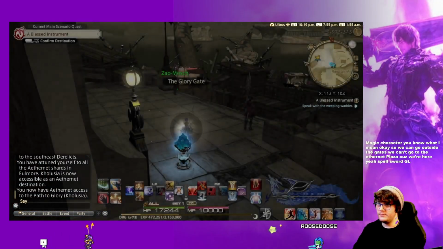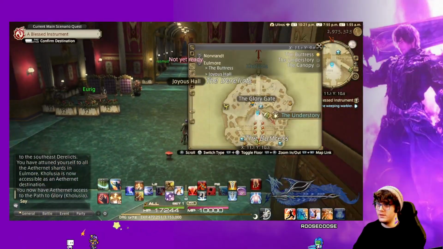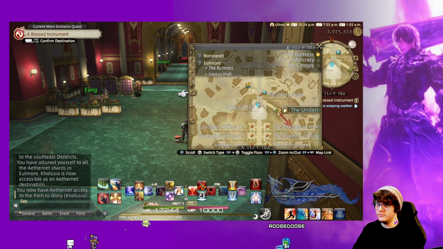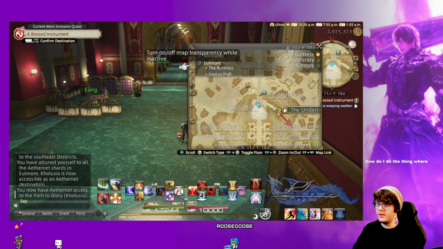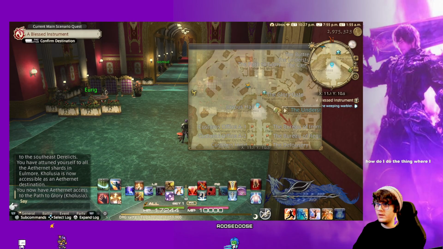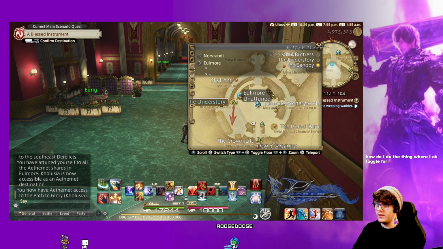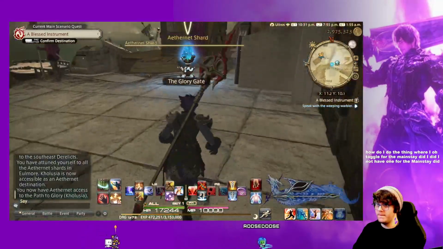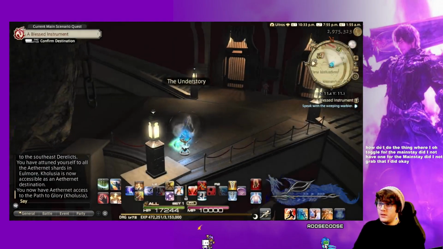Glory gate. How do I... How do I do the thing where I, oh, toggle floor. Mainstay. Did I not have one for the mainstay? Did I not grab that? I did. Okay.